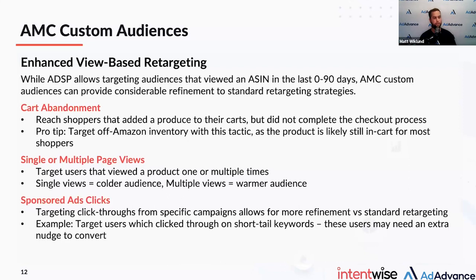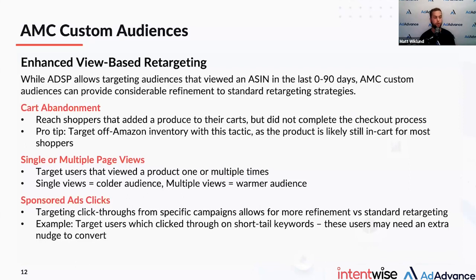A couple of my favorite ones tie into retargeting. So bottom of funnel tactics that are much more granular than typical view-based retargeting. So with Amazon DSP, we can target any ASIN that's been viewed in the last 0 to 90 days. That's great. It's a really powerful tactic. We can conquest competitor views like close substitutes. We can retarget with our own products, people that have looked at it but haven't purchased. It's a great way to give them a nudge to ultimately convert.